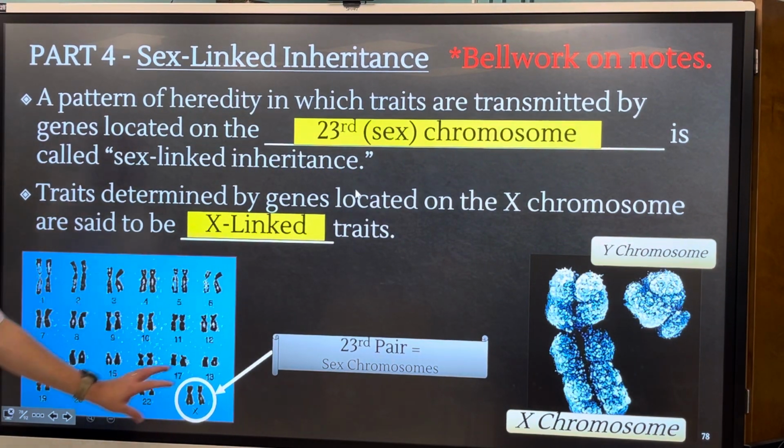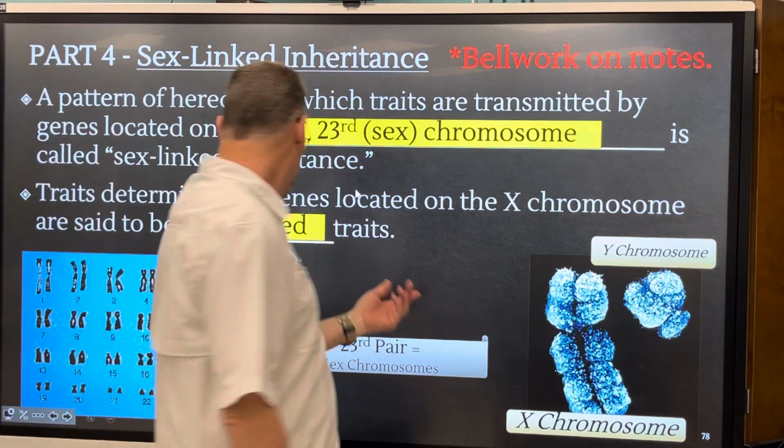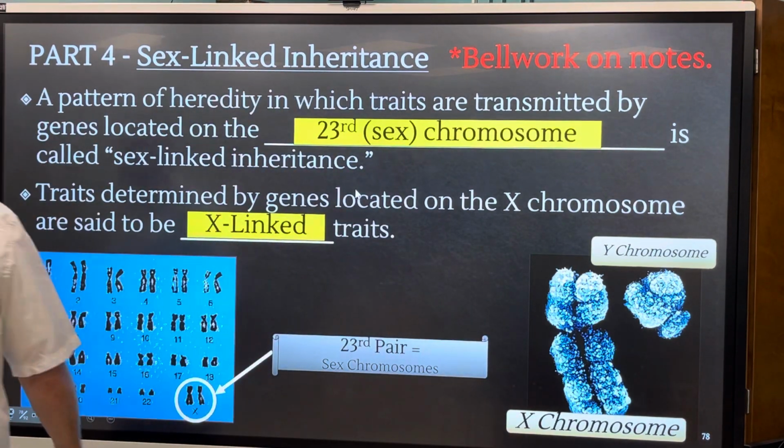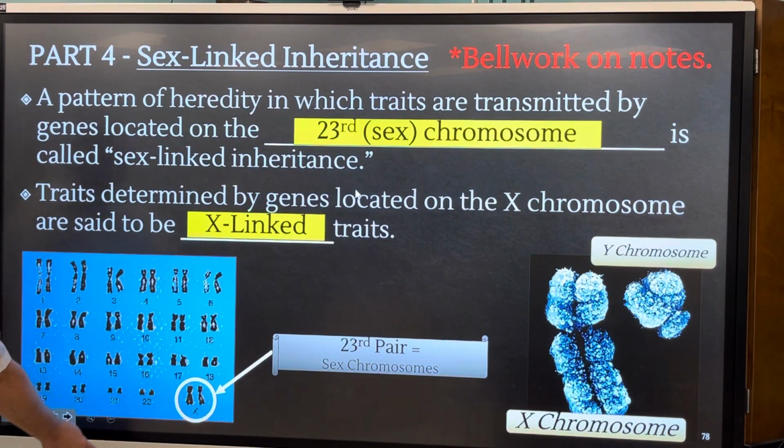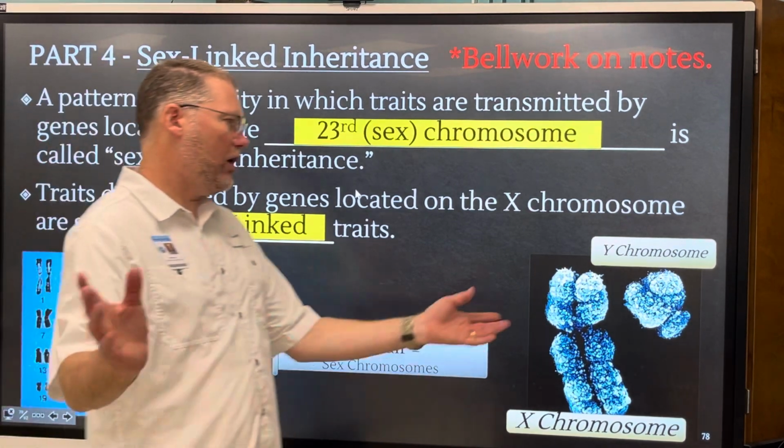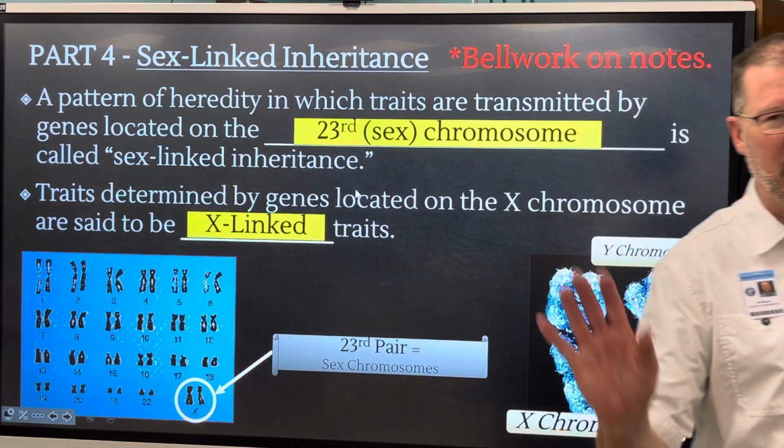So here are all the other chromosomes. This is called a karyotype. Remember that? I believe it is a question on your test. Hint, hint. So a karyotype, it's in your old notes.